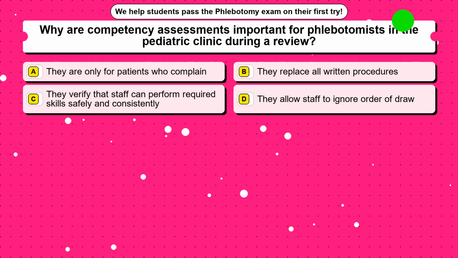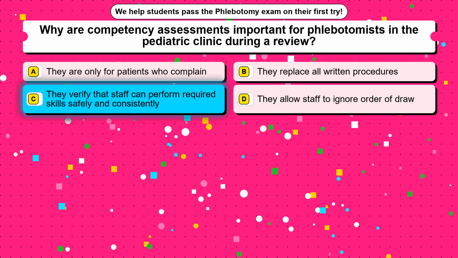Question 97. Why are competency assessments important for phlebotomists in the pediatric clinic during a review? Option A. They are only for patients who complain. Option B. They replace all written procedures. Option C. They verify that staff can perform required skills safely and consistently. Option D. They allow staff to ignore order of draw. The correct answer is option C. They verify that staff can perform required skills safely and consistently.